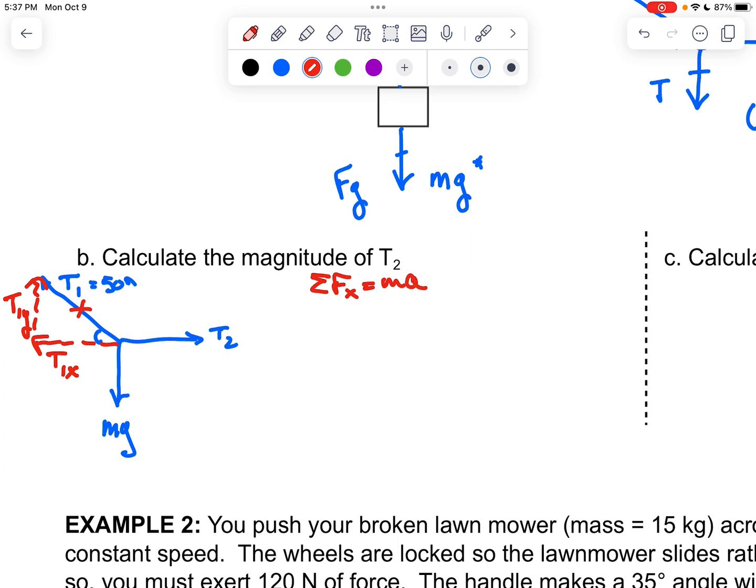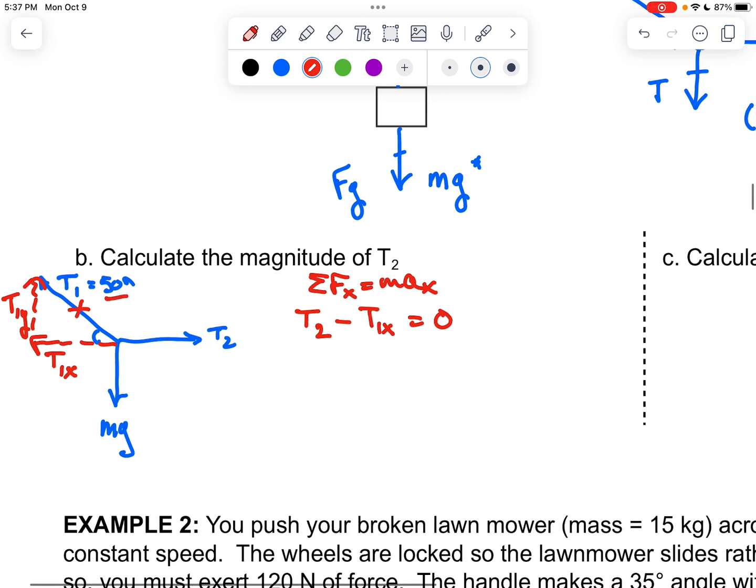So magnitude of T2, we're going to do sum of the forces in the x direction is equal to the mass times the acceleration in the x direction. T2 is going to be pointing to the right, and then I'm going to subtract the vector that is pointing to the left, which is going to be T1x, and I'm going to set that equal to 0 because my system is in equilibrium. So again, in these net force equations, we're calculating the magnitude of these numbers, and we always put the direction in our net force equation. That is just standard physics practice.